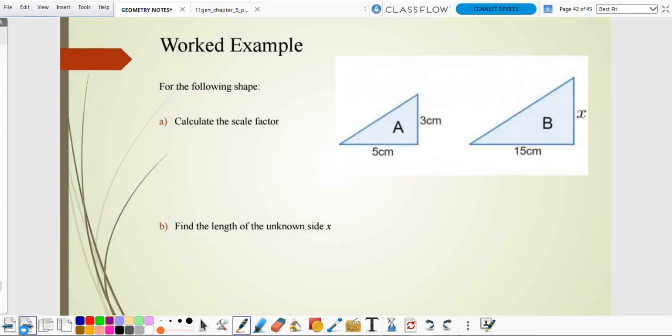Alright, let's do some of these as an example. For this shape here, we have to calculate the scale factor and then find the unknown side x. So we have triangle A and triangle B. Can anyone tell me what the two corresponding sides are here? For triangle A, which side do you have?